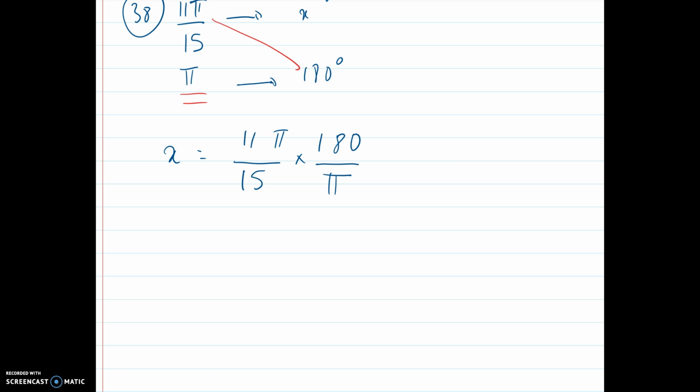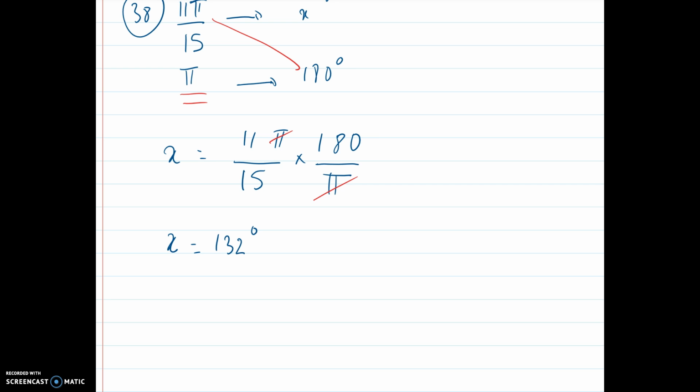Therefore, the pi divides out, and I end up having for number 38, 132 degree. X equals 132 degree. Alright, convert each degree measure to radian.